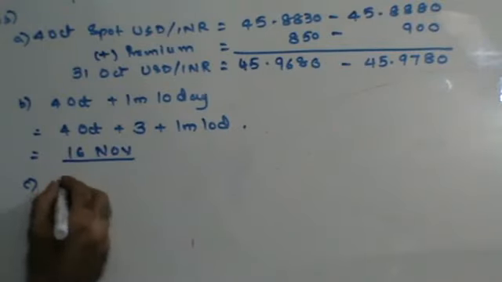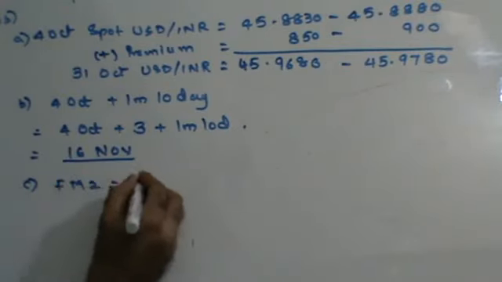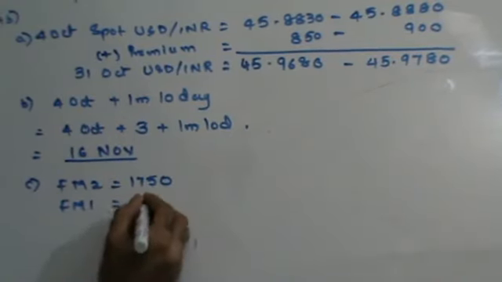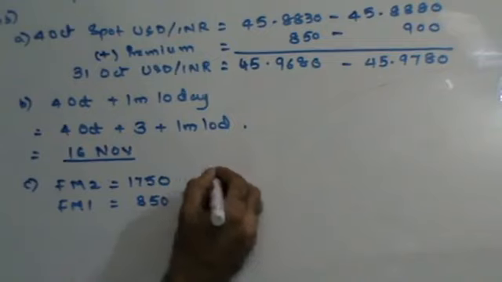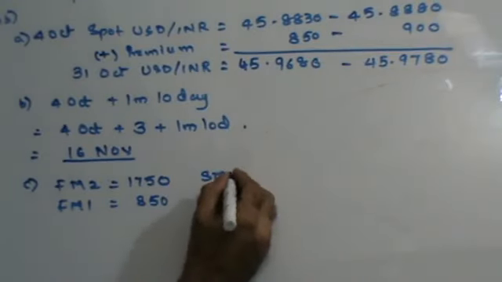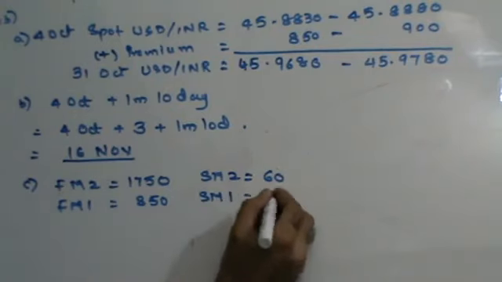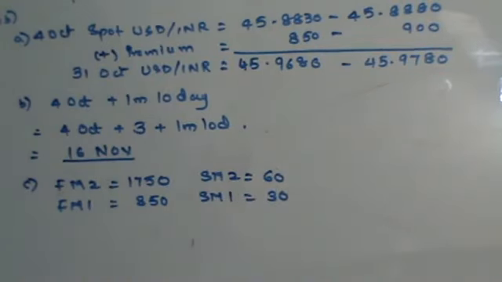So my forward margin of second period is 1750. Forward margin of first period is 850. Standard maturity of second period is 60 days. Standard maturity of first period is 30 days. Question: sir, why are you writing 30 days?